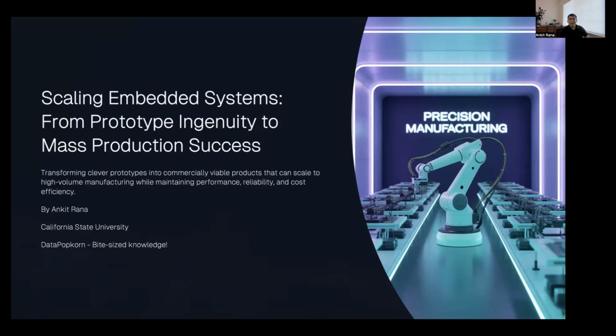My name is Ankit Rana, and today I'll be talking about scaling embedded systems from prototype to mass production. In my 15 years working as an electrical hardware design engineer in companies like Amazon, Doppler Labs, Jawbone, I've seen firsthand how clever prototypes often stumble when asked to scale. My goal today is to share practical insights that help bridge that gap.